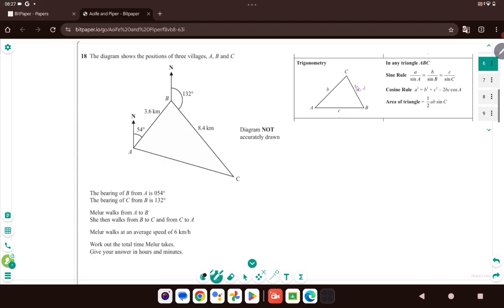Mela walks from A to B. She then walks from B to C and from C to A. So I can just see already we don't have this length from C to A. Mela walks at an average speed of 6 kilometers per hour. Work out the total time Mela takes. Now, it's also a speed, distance, time question, but before we do all that, we need this distance from A to C, don't we?